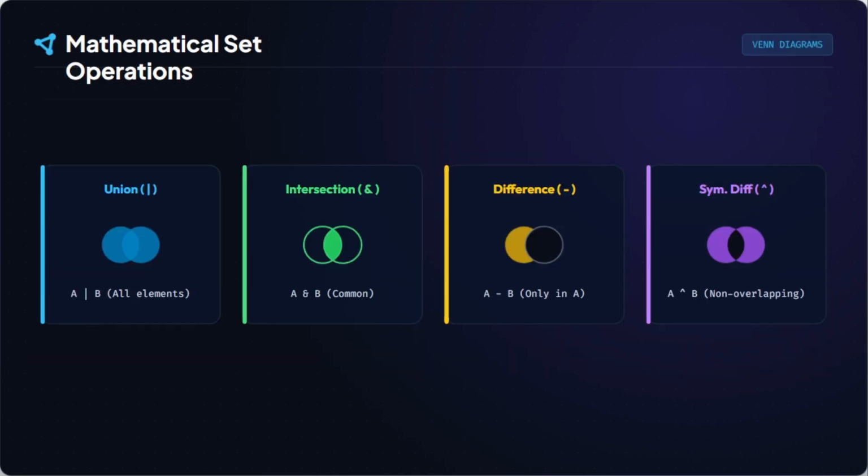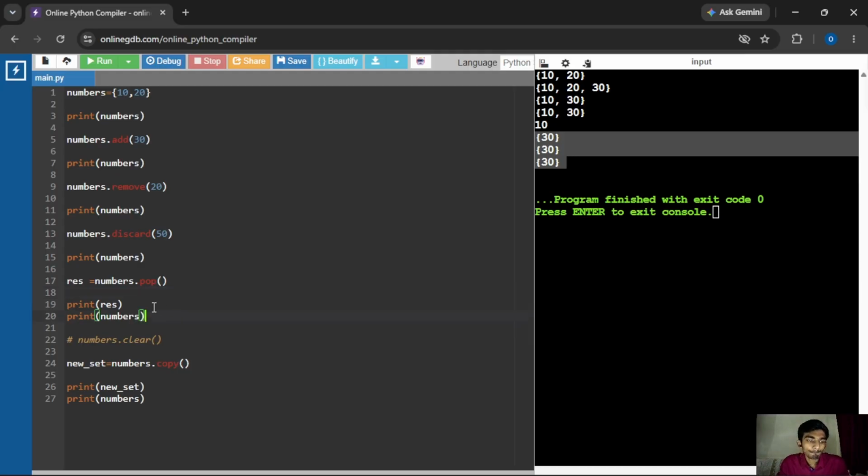Now let's see some mathematical operations. That's the biggest strength of sets. If you study maths, you have probably seen concepts like union, intersection, difference, or even symmetric difference. Python supports all of them in sets.